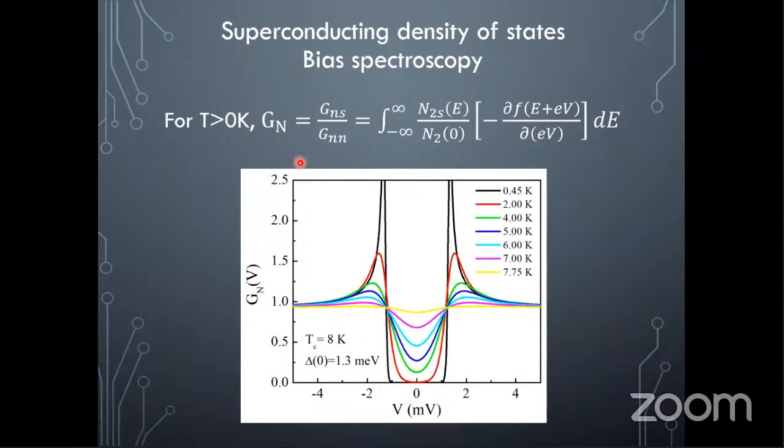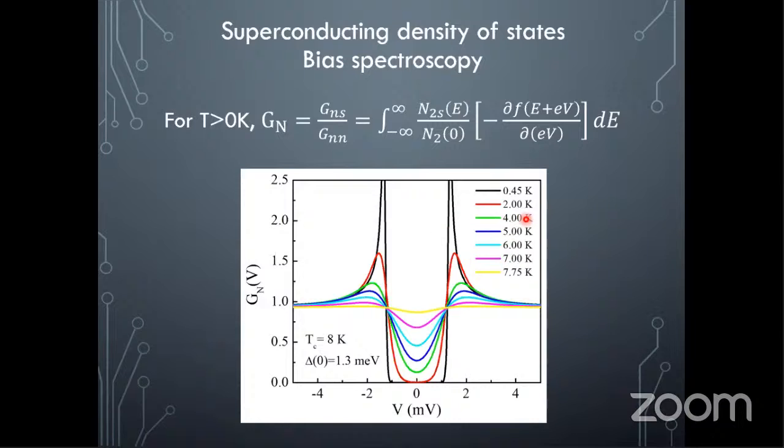This is the differential conductance for normal to superconductor tunneling at different temperatures. Now the black curve is for 0.45 Kelvin and the yellow curve is for 7.75 Kelvin. This is done for a material which has a critical temperature of 8 Kelvin and a superconducting gap of 1.3 millielectron volt. This is just simulated data, simulated curves here.